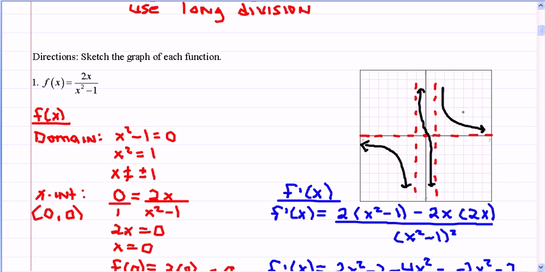If we had drawn it in the quadrant below, it would have been increasing and concave down. So this graph is the final answer.